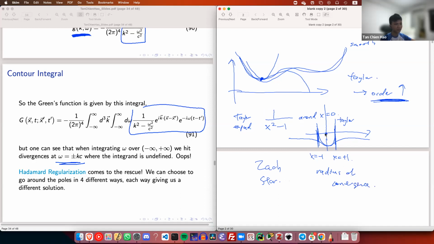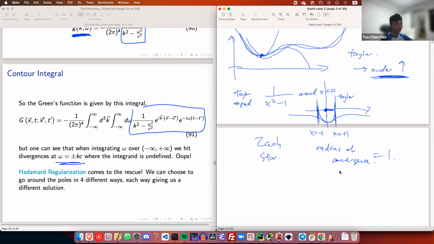The radius of convergence at x equals 0 is equal to 1, because you can only go distance 1 away from the point you Taylor expand about before the Taylor expansion breaks down. How do we tell the radius of convergence from looking at the function? We look at where it has poles. In this case, it has poles at x equals minus 1 and plus 1. This case is very obvious, because if you substitute these values in, the denominator is 0 and it blows up.